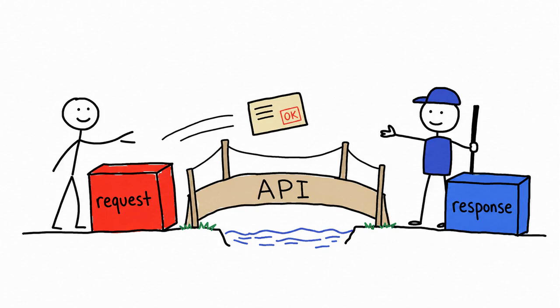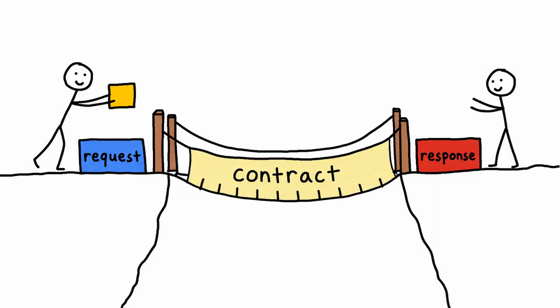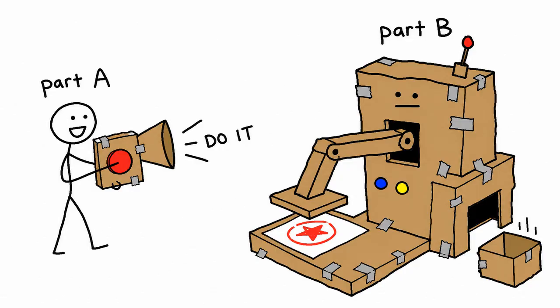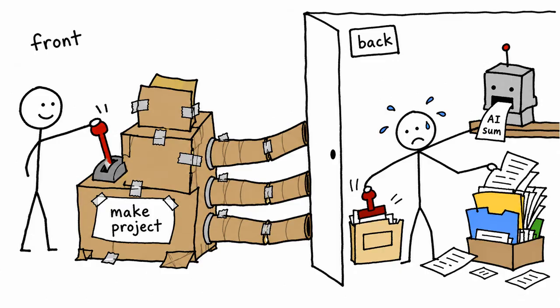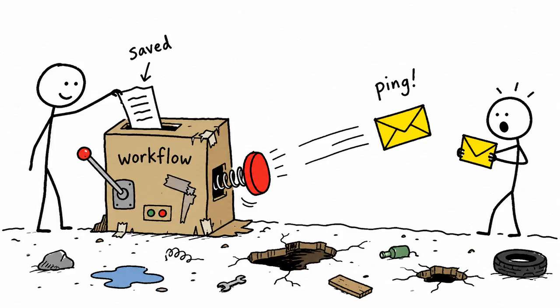The first layer in the AI production stack is the API. An API is the contract between different parts of the system. It defines how one part of the product asks another part to do something. The front end might ask the back end to create a project, fetch a user's documents, generate an AI summary, save a workflow, send a notification.